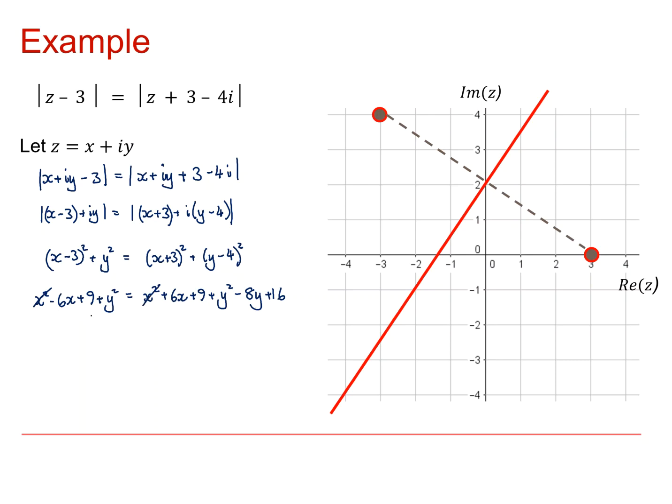So cancel the x squareds, cancel the plus 9s, cancel the y squareds, and I'm left with 8y on the left and 12x plus 16 on the right. Dividing by 8 gives me y equals 12 over 8 x plus 2, or y equals 3 over 2 x plus 2. And you can see that that is indeed the equation of the line that we've got.